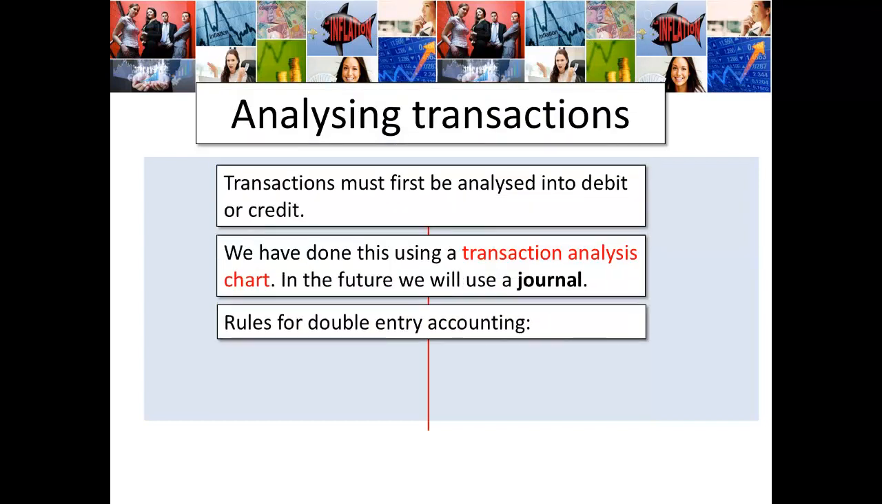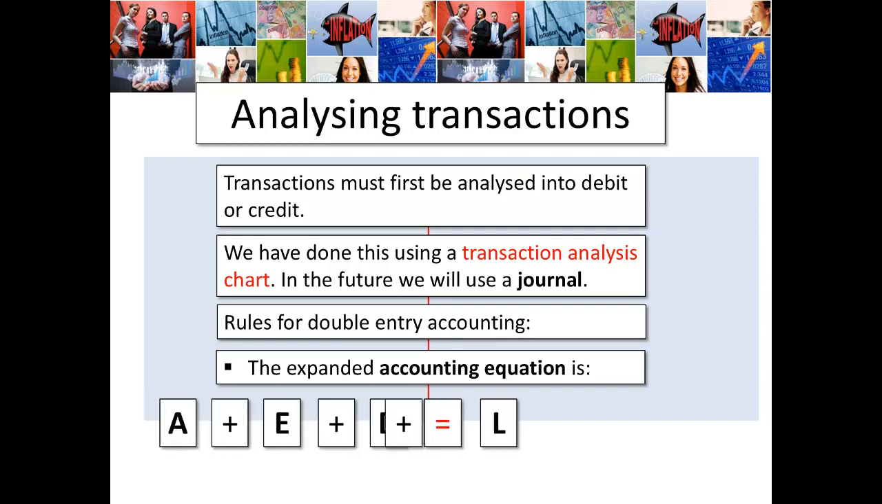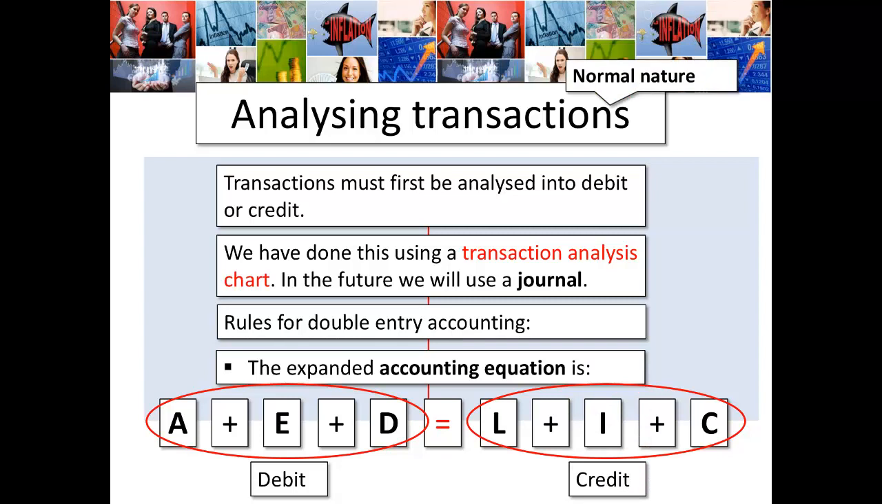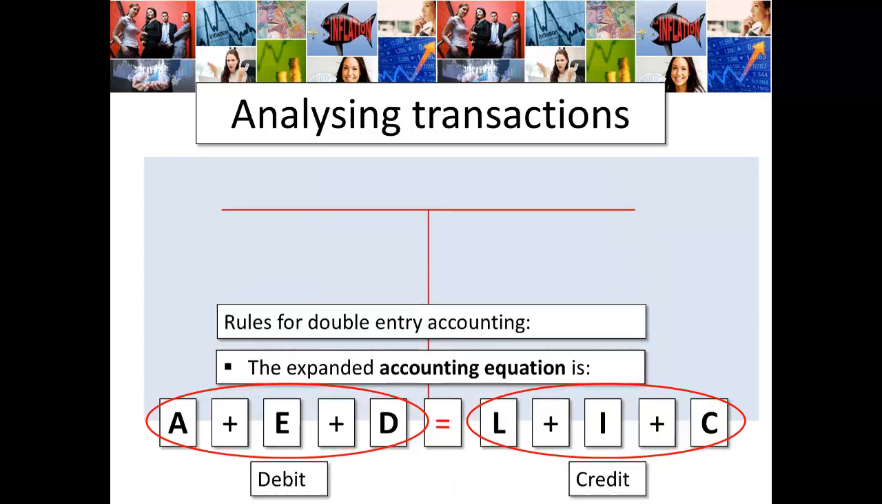Now the rules for double entry accounting. We know the expanded accounting equation: A plus E plus D equals L plus I plus C. You all know that now. You can write it down from memory, which is great. Each of these different letters represents a financial element. Debit on the left, credit on the right. Debit and credit being the normal nature of these financial elements.